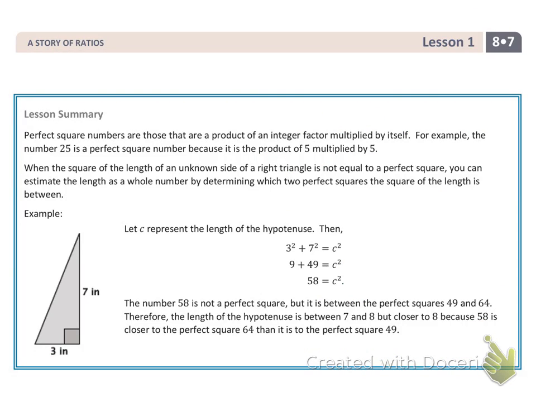Okay, let's just summarize this lesson. This is in your problem set notes. And it talks about perfect squares. So we know perfect square numbers are those that are the product of an integer factor multiplied by itself. So 25 is a perfect square because it's the product of 5 times 5. So I think you're pretty familiar with that. When the square of the length of an unknown side of a right triangle is not equal to a perfect square, you can estimate the length by determining which two perfect squares the square of the length is between. And so we did several examples like that, and here's another one for you.